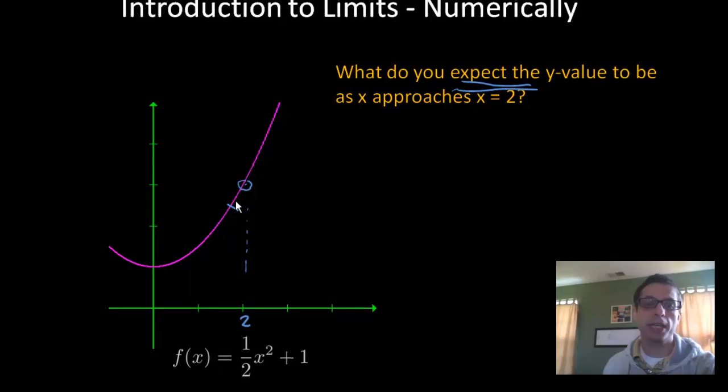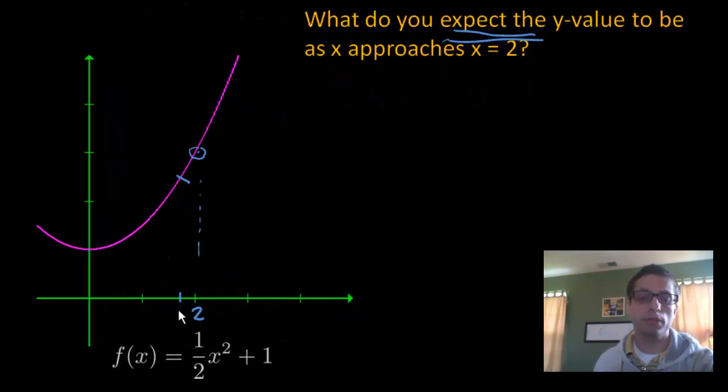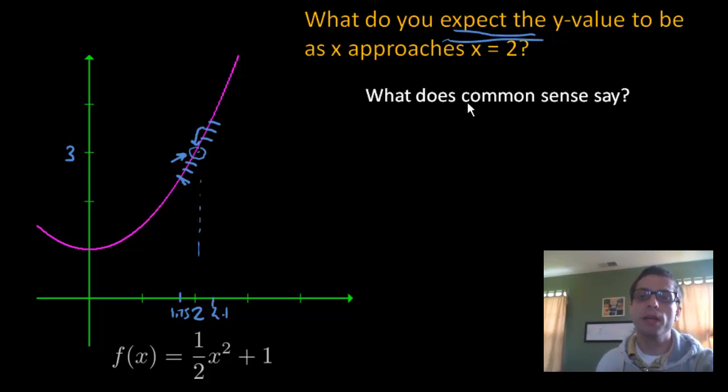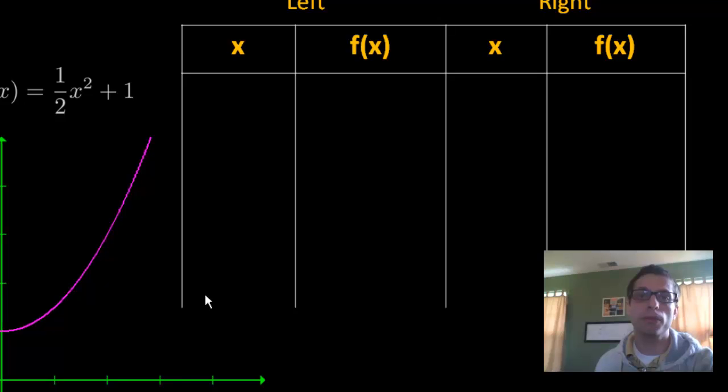So what happens if I pick x values close to 2? Like right here at 1.75, or how about at 2.1? If you were to pick x values close to 2, what would their corresponding y values be close to? Based on the graph, they all look like they're getting close to 3. So that's what common sense says: if I plug in x values close to 2, you would get y values close to 3.